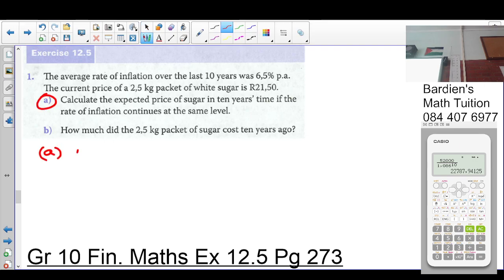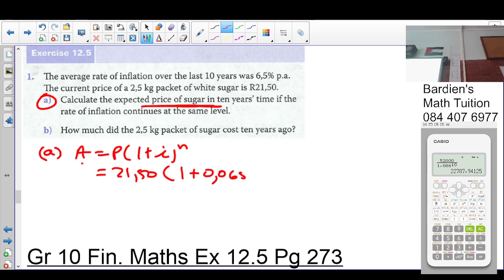So what do we use? We use the formula A is equal to P into 1 plus i to the exponent n. Since I want you to work out the expected price in 10 years' time, I'm calculating A. So what's your P value? 21.50 into 1 plus i, 6.5%, so 0.065, to the exponent 10 years. Alright, so that's going to give us 21.5 into 1.065 to the exponent 10, which gives 40 Rand and 36 cents.